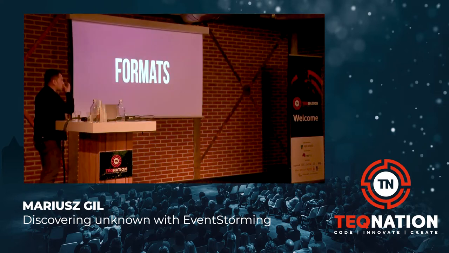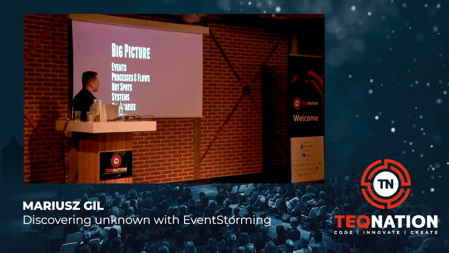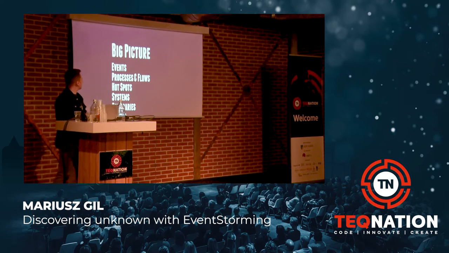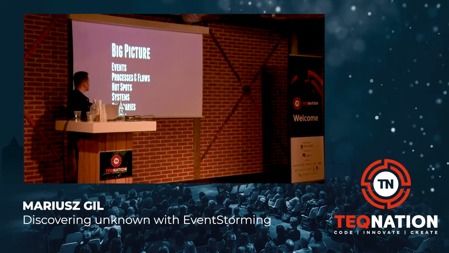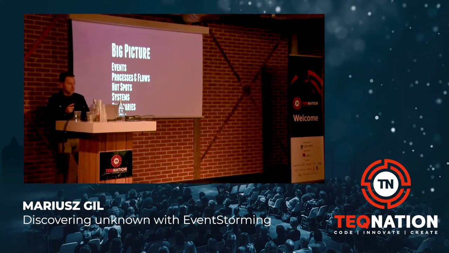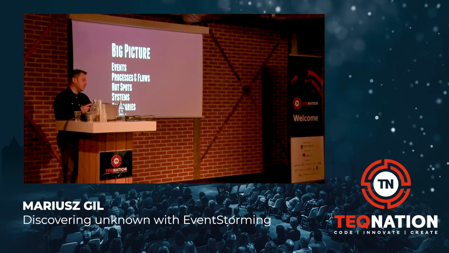Event storming allows you to create a workshop in different formats. For example, in the workshop called Big Picture, you are focused on the events. You would like to point out important moments in time. You would like to see some boundaries, some system reactions, and some people, actors involved in this process.